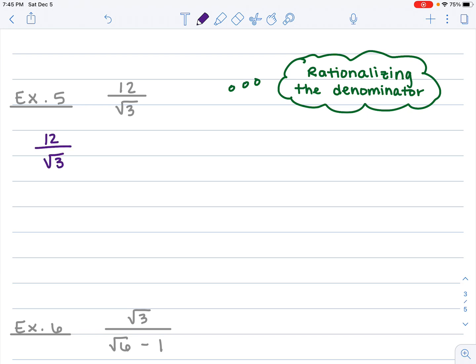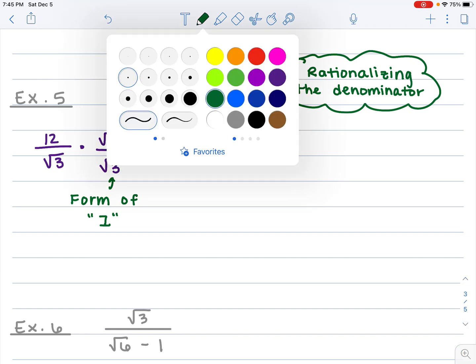How we do this is we're going to multiply by that denominator, radical 3, top and bottom. So I'm going to say radical 3 over radical 3. This is what we call a form of 1. Because radical 3 divided by radical 3 would just be a form of 1. All right, so it's not really changing our problem here.